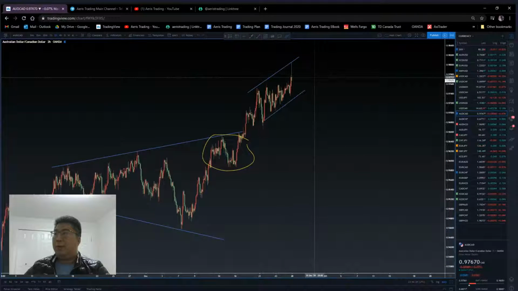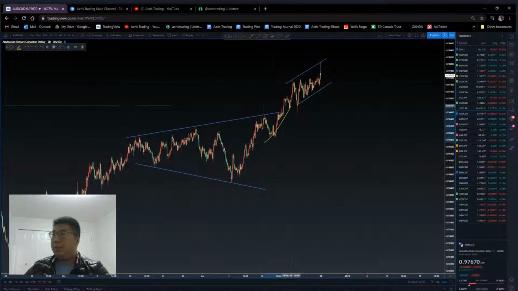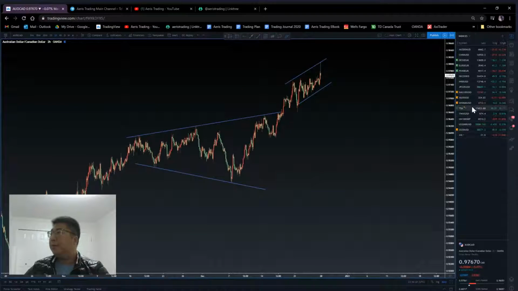That's why I'm happy to just be on the sideline for this. I'm not too interested because of the breakout, but because I'm seeing a reversal here, I would be keeping an eye on this. Okay.